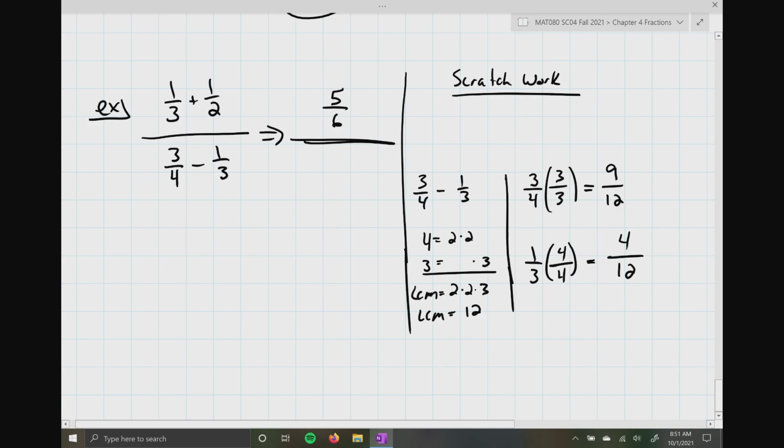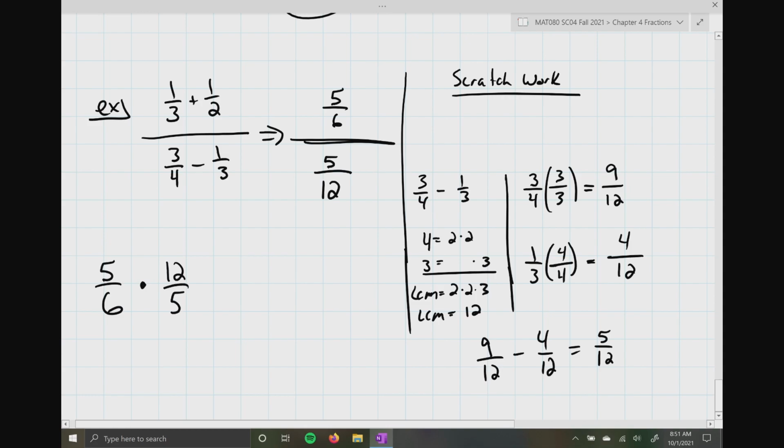Okay. So let's rewrite and combine. Now, just be careful. It's 9/12 minus 4/12. And that's going to be 5/12. All right. So now I have a fraction divided by a fraction. 5/6 divided by 5/12. So I rewrite the first. I multiply by the reciprocal of the second.